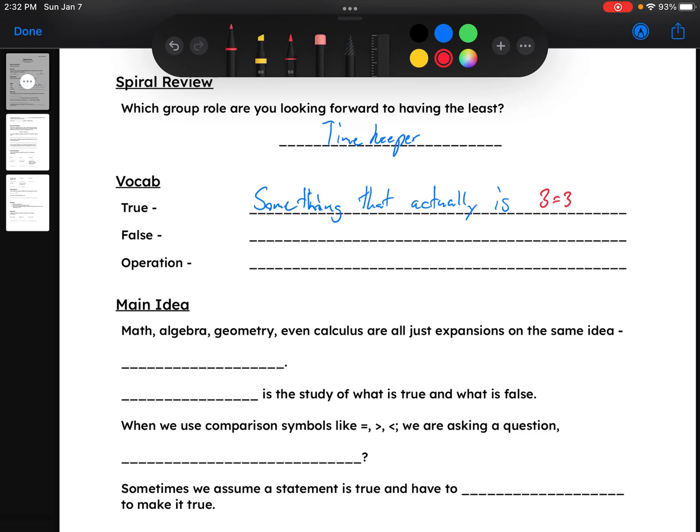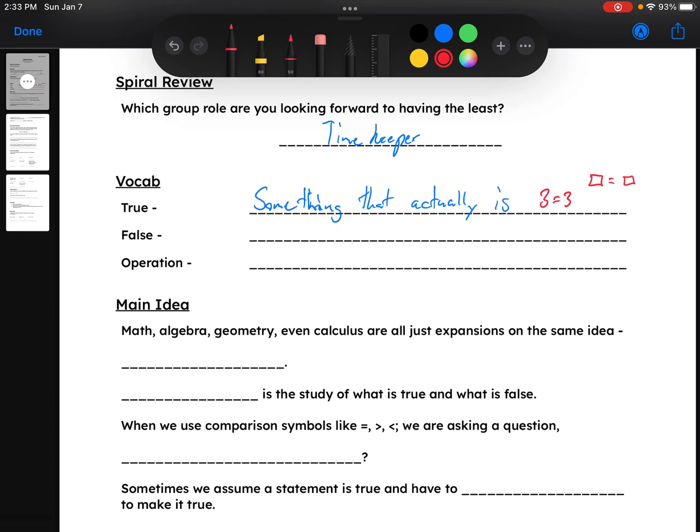That's something true. Another thing could be like a square is a square. A square is always a square. That is always going to be true. Square is square. Something is always itself. In math, most of the time, when we're talking about true, we mean when something is equal to itself, because that's always like obvious.